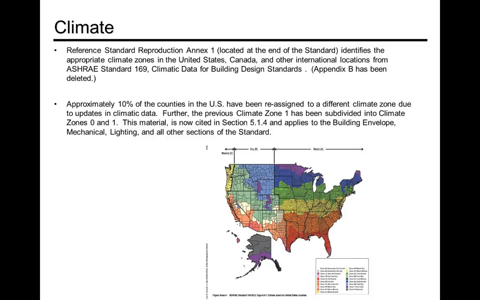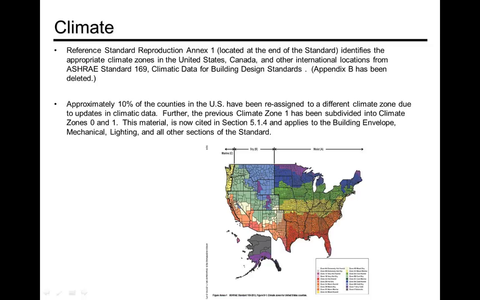This can be used for other standard references as well. Right now, currently, it's used for 169. There's a new climate map, as you see in this slide. Approximately 10% of the counties in the U.S. have changed weather zones. And what we had to do, we had to go through all of the weather-dependent tables and make sure that those were updated for the new weather information and the splitting of Zone 1 into Zone 0 and 1. 0 being 0A and 0B for very hot and dry and very hot and moist.